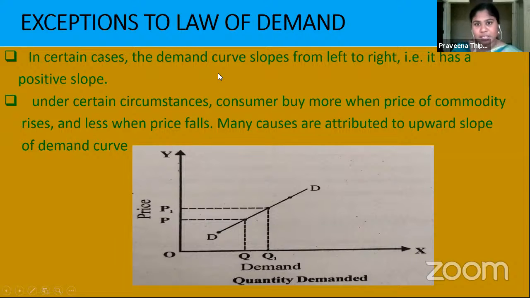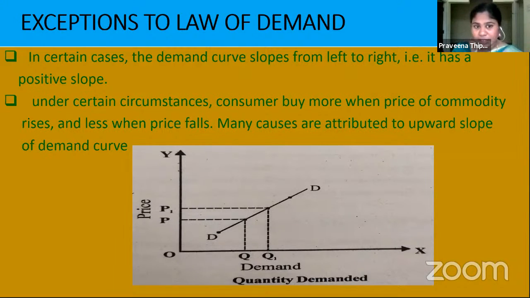In certain cases, we know that when the price is high, the demand is less, and when the price is low, demand will be more, and the demand curve slopes downwards. But in some cases, the demand curve slopes upwards from left to right. This kind of slope is called a positive slope.